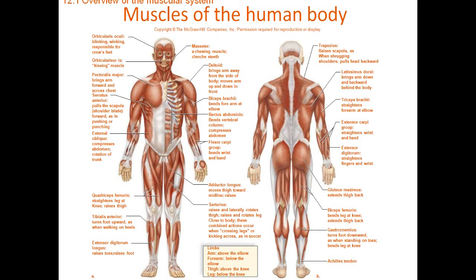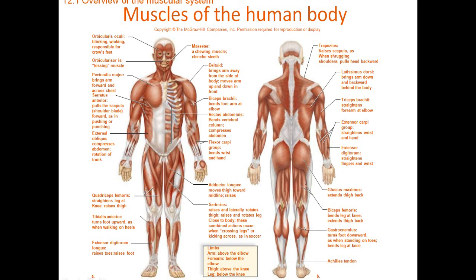External obliques are down here on the outside, and allow you to rotate, to turn. Let's go over here. Deltoids are over your shoulders, so you can move your arm up and down. Biceps brachii is going to allow you to bend your forearm. Rectus abdominis, that's the one I just said, that's the six-pack. Now there's a group of muscles here that allow you to bend your wrist and hand, and that's called the flexor carpi.